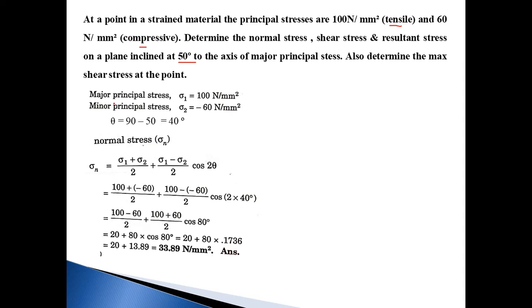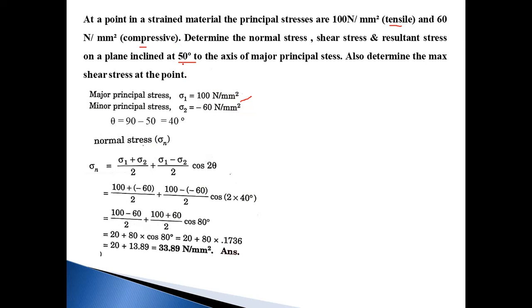Now in this problem they are mentioning two stresses, and the nature of the stresses is different. So first is major principal stress, that is sigma 1 is 100 Newton per mm square, and the nature of the stress is tensile, so we consider it positive. Then minor principal stress, that is sigma 2, the nature of the principal stress is compressive, so consider negative, and the magnitude is 60 Newton per mm square.